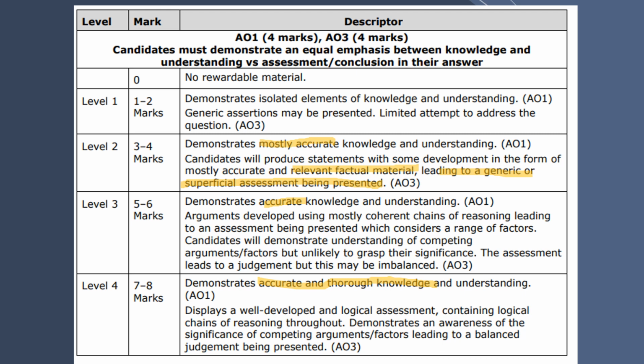When we come to this one about grasping or understanding of competing arguments and trying to grasp their significance, this is a relatively subjective thing. What you don't want is for your marker to be considering whether you are fitting between band 2 or band 3. They should be easily placing you in band 3 and then thinking, are they actually going up to band 4, where they have that logical chain of reasoning throughout and awareness of significance of competing arguments or factors.